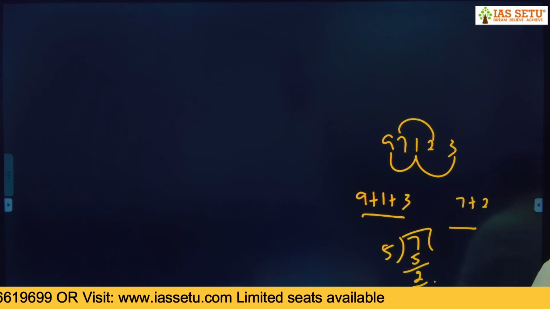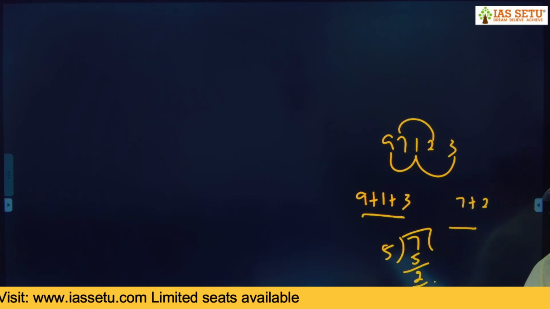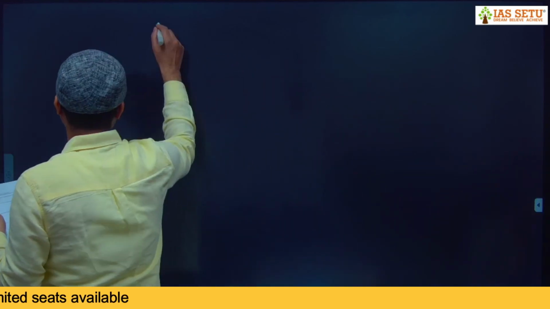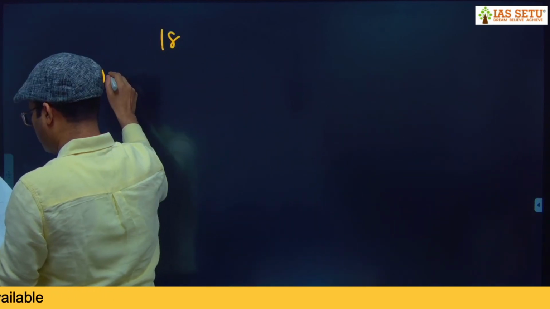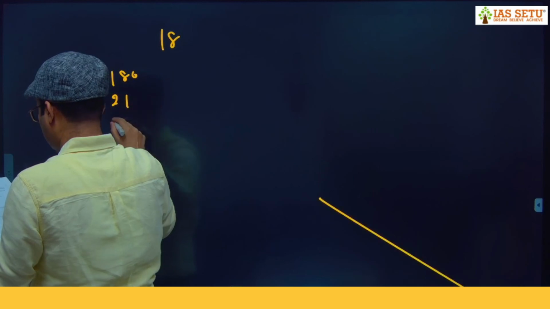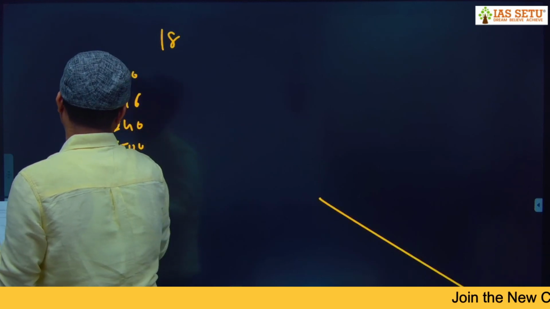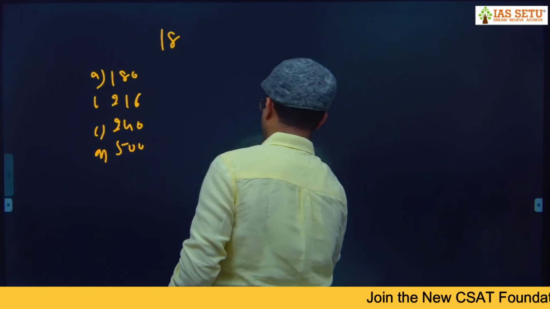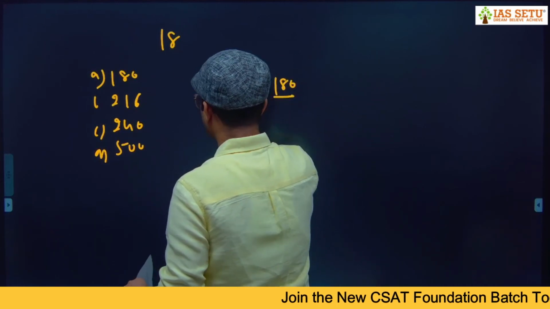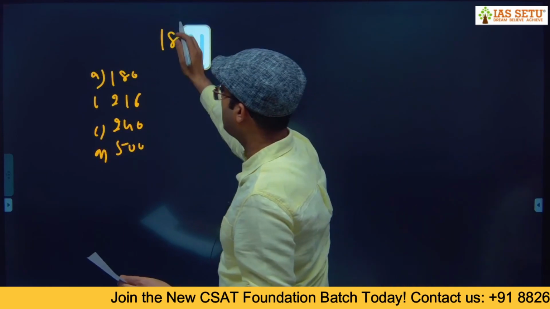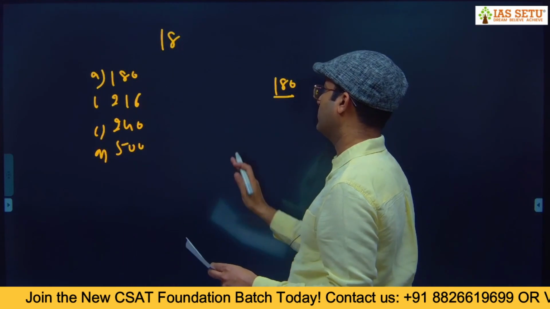Question number 2, question number 3 from the test. It is asked: find the smallest number that has exactly 18 factors. Answer options given: 180, 216, 240, 500. 180 is the smallest number available, so you have to check from the answer options only. We have to check which option has 18 factors, starting with the smallest number, 180.